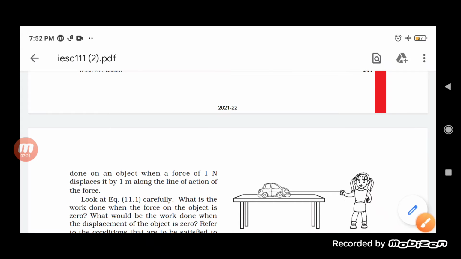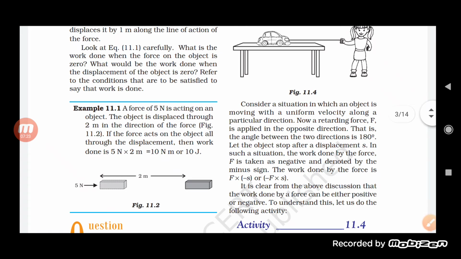Okay, now let us try to understand this with the help of this numerical. With the help of this question, we will try to understand the concept of work, students. The question is that a force of 5 Newton is acting on an object. The object is displaced through 2 meter in the direction of the force, and if the force acts on the object all through the displacement, then the work done is?